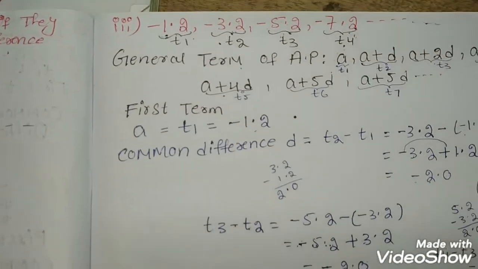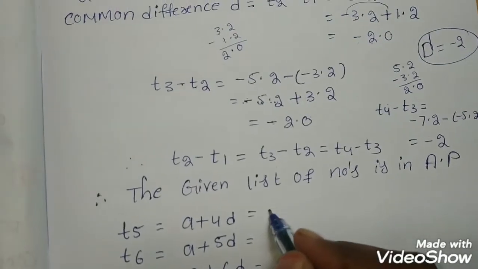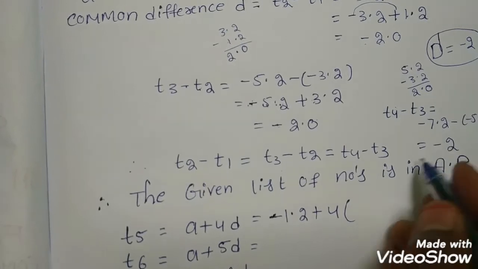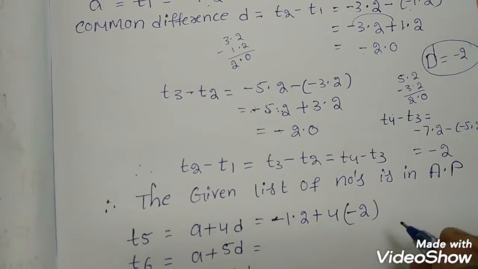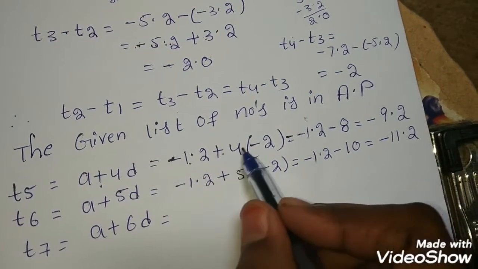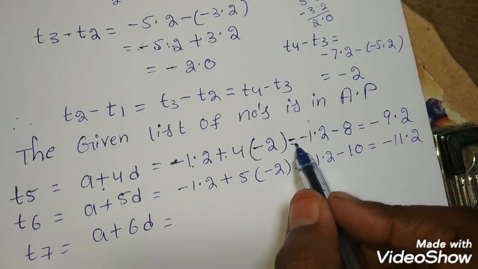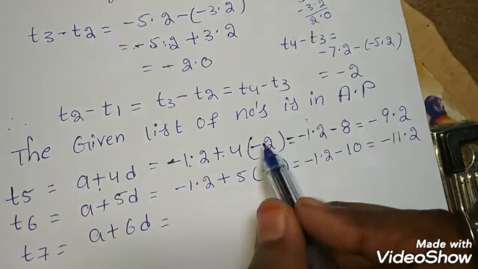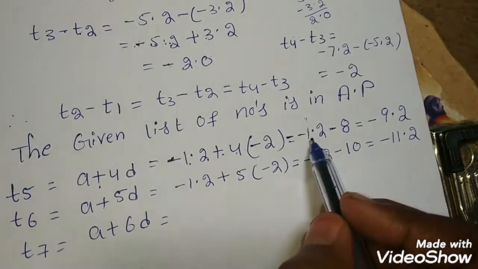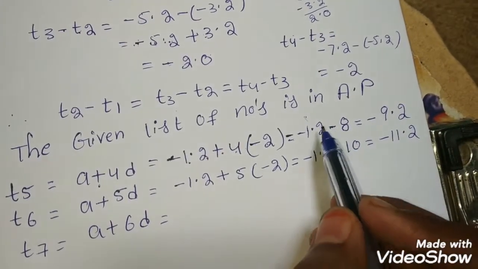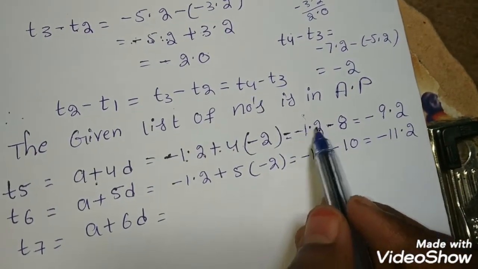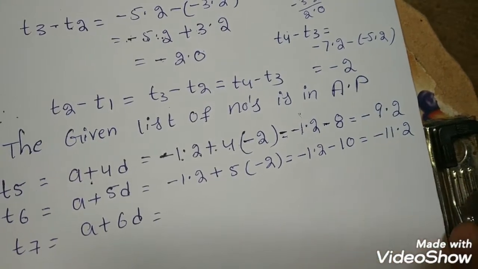What is A here? A is minus 1/2, the first term. Minus 1/2 plus 4 into D, what is D? D is minus 1. So minus 1/2 plus 4 into minus 1 is minus 4. Plus into minus we get minus. So minus into minus, that means 1/2 plus 4, that is 9/2. In front we have minus sign, so we have to keep minus.